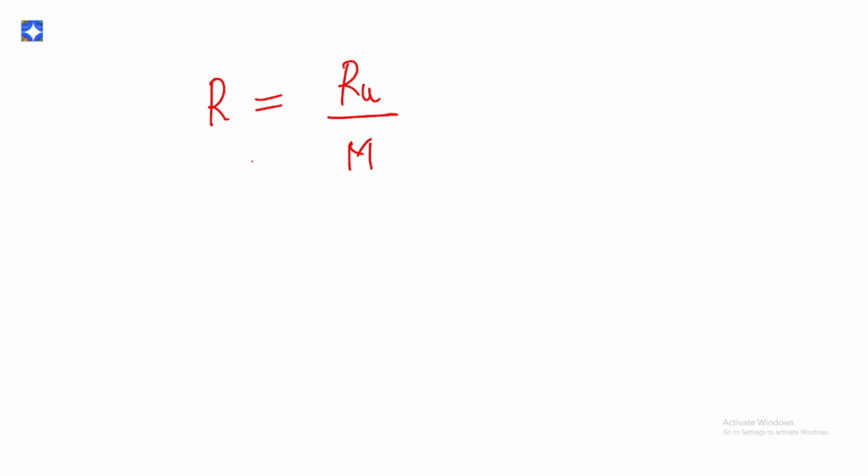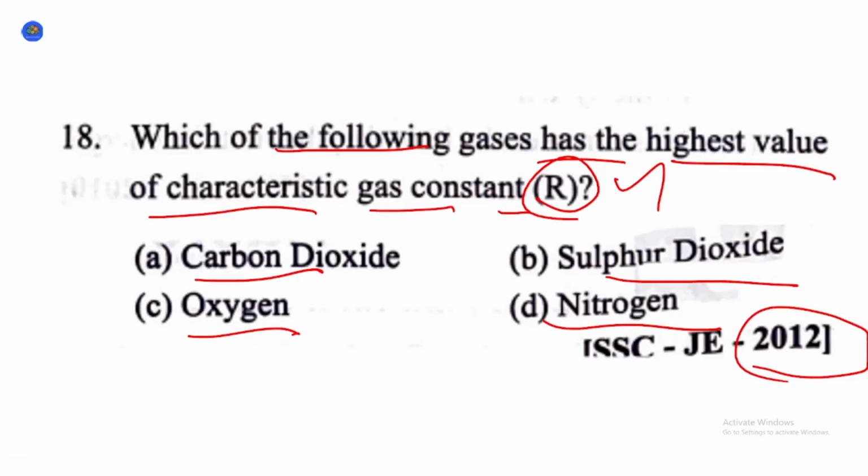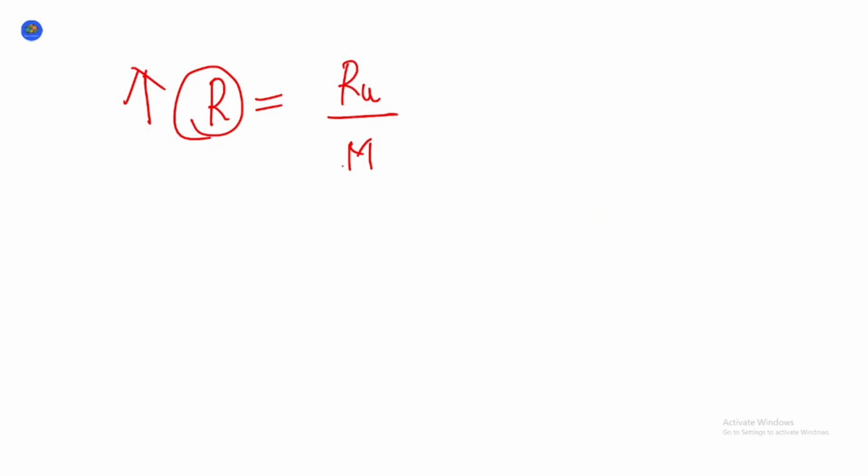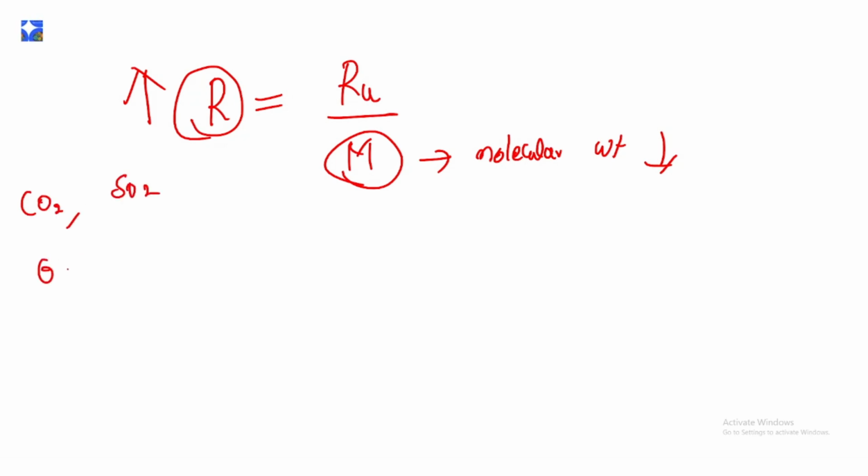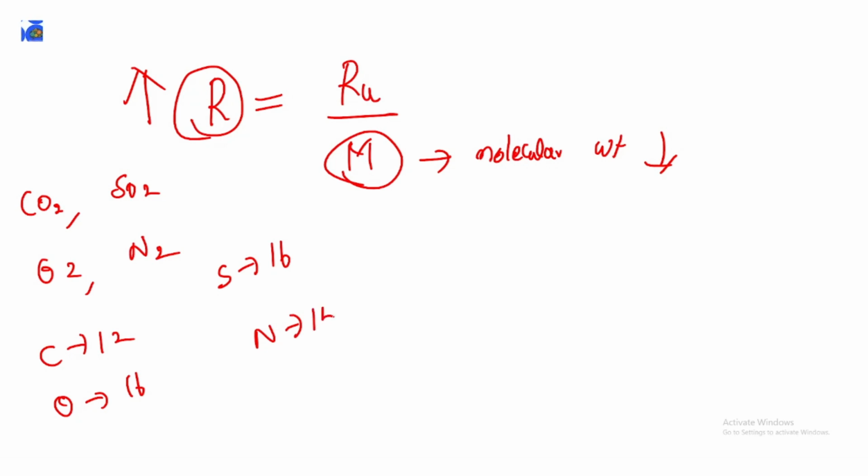So my question is which has the highest value of characteristic gas constant. In that expression, m is the molecular weight, so for the highest R, the molecular weight should be low. Now let's work on that. We have been given the options of carbon dioxide, sulfur dioxide, oxygen and nitrogen. For carbon, the atomic weight is 12; for oxygen, 16; for sulfur, 32; and for nitrogen, 14.